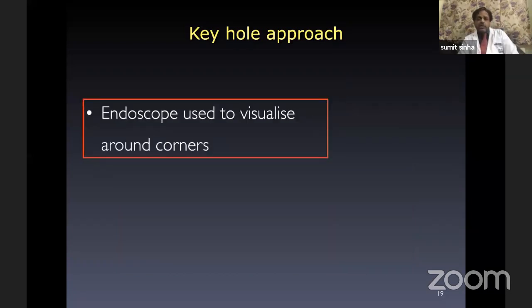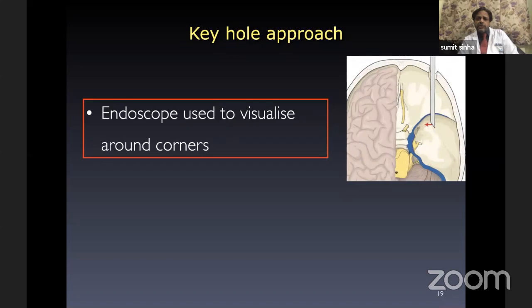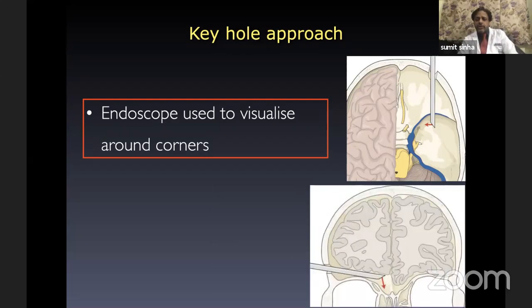Now, there are sites where you cannot visualize your lesion, and with the advent of the endoscope, you have the beauty of this tool to visualize these specific areas. For example, in an olfactory groove or cribriform plate meningioma, the area near the crista galli is very difficult to visualize from a supraorbital keyhole approach.